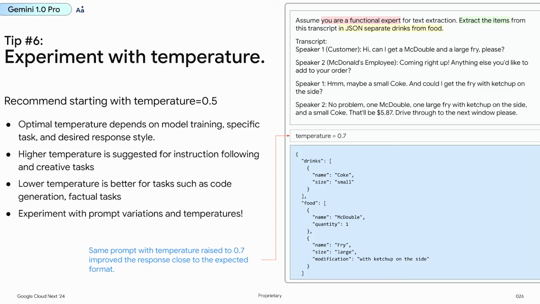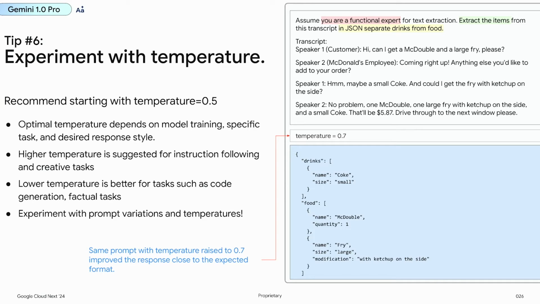So definitely do experiment with prompt variations and temperature, and we recommend starting with a temperature of 0.5 with Gemini and then seeing whether to go higher or lower depending on your use case. And there are other prompt settings that can help you to control the output for a given prompt, such as top P and top K, which are in our prompt engineering guidelines that you can refer to.